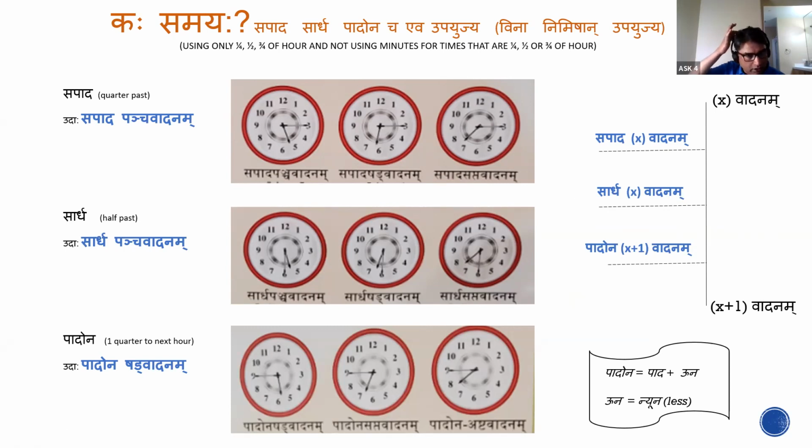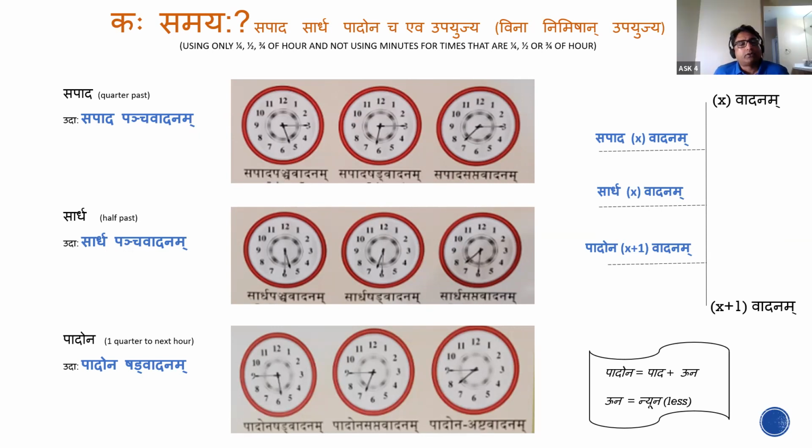Okay, what is 8:45? Tell me, anybody? Padona Navavadanam. What is 3:45? Padona Chaturvadanam. Okay. What is 8:15? Sapada Ashtavadanam. Okay, what is 2:30? Sartha Dvivadanam. What is 5:30? Sartha Panchavadanam.